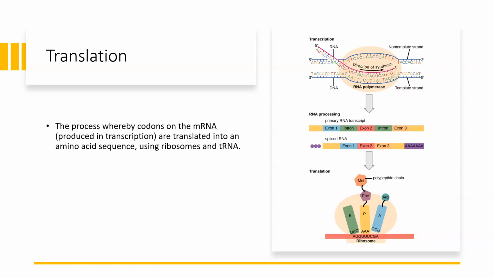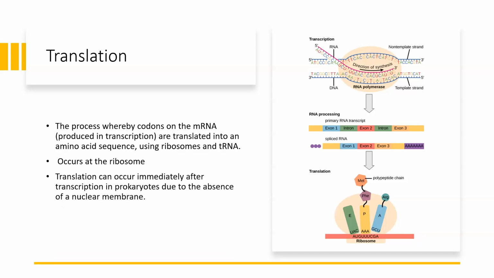The process of translation is whereby our codons, so those groups of 3 bases on the mRNA, which were produced during that process of transcription, are translated now into our amino acid sequence using ribosomes and tRNA. So as we said, it occurs at the ribosome.